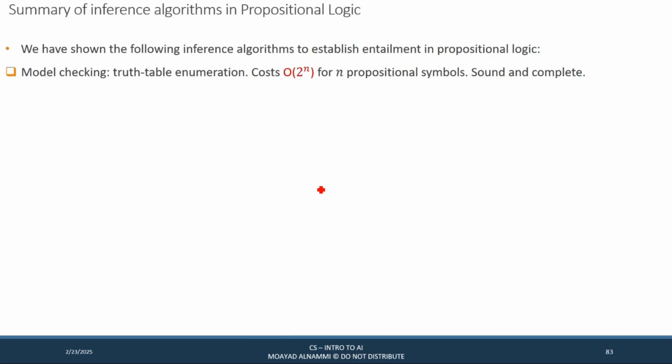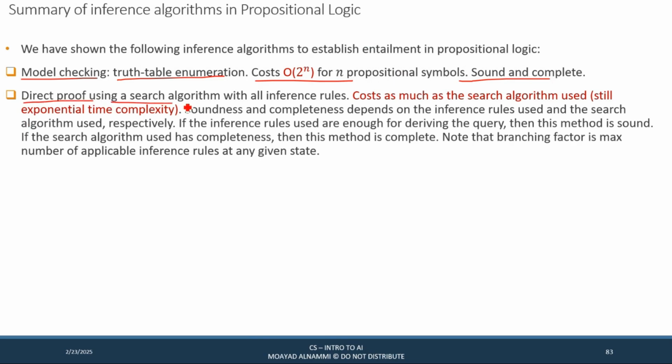And with this, we finished talking about the inference algorithms that we want to discuss for propositional logic. So as a high-level summary, we have shown the following inference algorithms to establish entailment in propositional logic. You have model checking. This is truth table enumeration. The cost of this is 2 to the power of n, sound and complete. You have direct proof using a search algorithm with all inference rules. This is exponential because of the cost of the search algorithm.